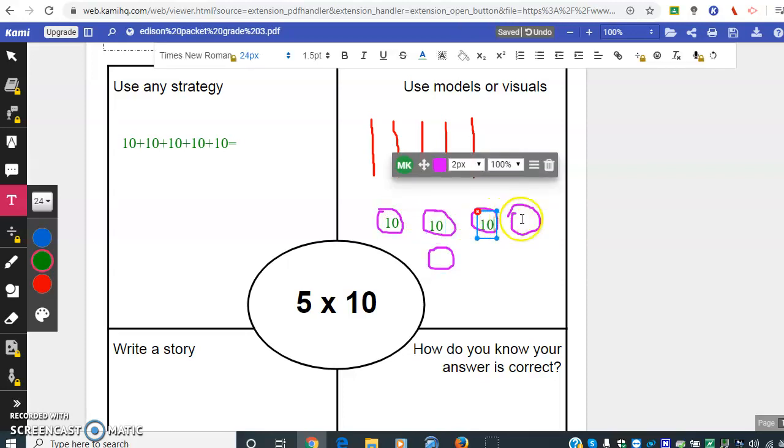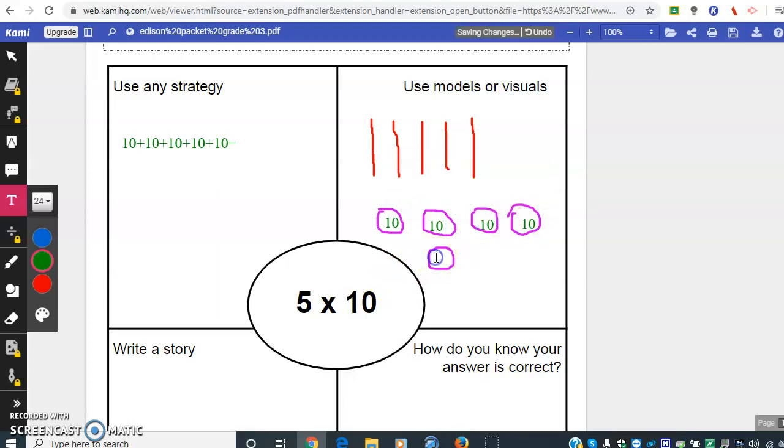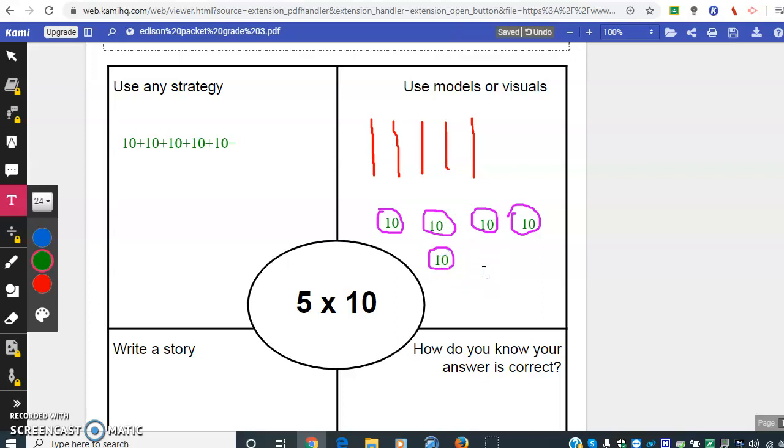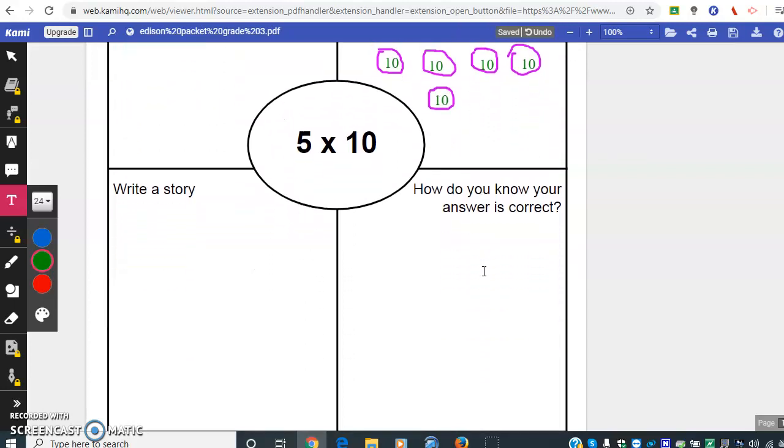This is just another way of doing it. This is an equal groups model versus the base 10 model. Now I could have done 10 groups and put a 5 in each one. That would have worked as well. So you have the freedom to do whatever you want. Pick one, do it. Let's turn this into a story.